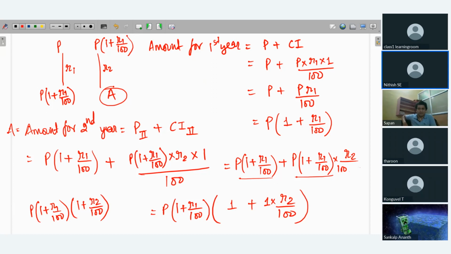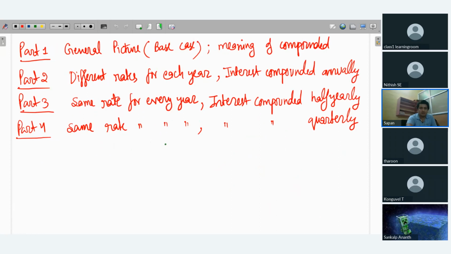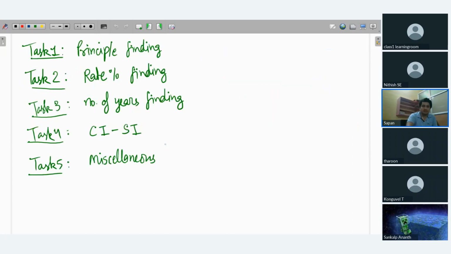You know how to reciprocate rational numbers? Do it that way only and you will get the same thing. If you don't get it, we can discuss again. So that's why this plus 1 factor comes. Now let's see part 3: same rate for every year, interest compounded half yearly.